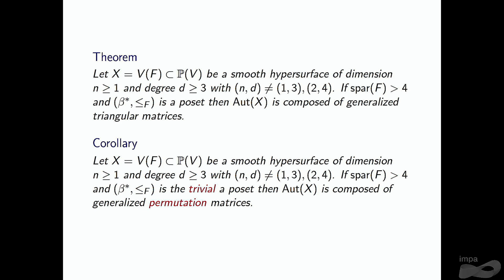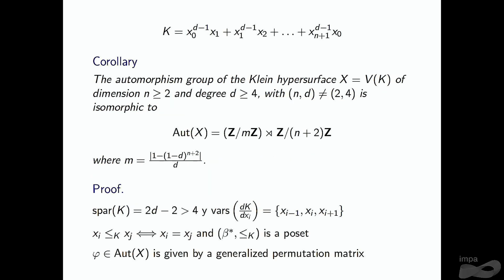And so, as I said before, this proves essentially all the examples, with some very few exceptions made by Ogiso and Yu, and then Yu and Bai and Yu. And in particular, it proves our case. So I told you we wanted to prove the result for the Klein hypersurface. So let me give you in the last minutes the corollary. The automorphism group of the Klein hypersurface is what I predicted it to be in our cases, when n is greater or equal than 2 and the degree is greater or equal than 4. It is given exactly by this, and this is the proof.